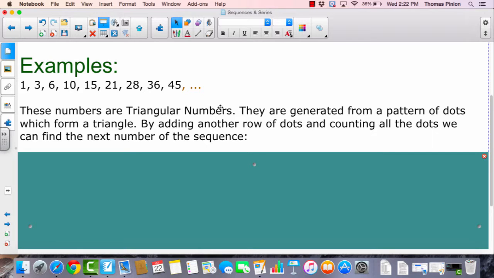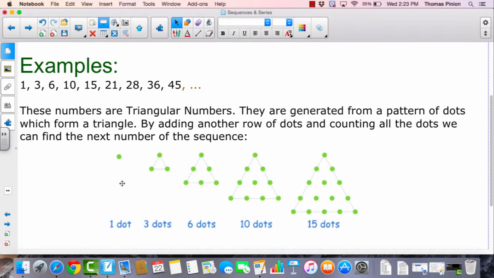These numbers are triangular numbers because they are generated from a pattern of dots which form a triangle. By adding another row of dots and counting all the dots, we can find the next number in the sequence. As you notice here, this is the first term of the sequence. There is 1 dot. The next term or number in the sequence is 3. Notice here we added a second row. We had 1, 2, and then we had the first row of 1, so there's 3 total.